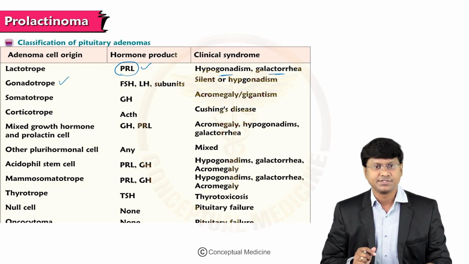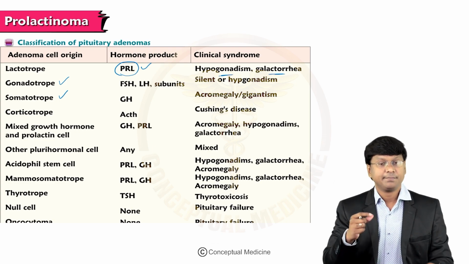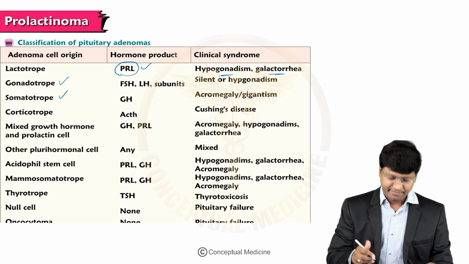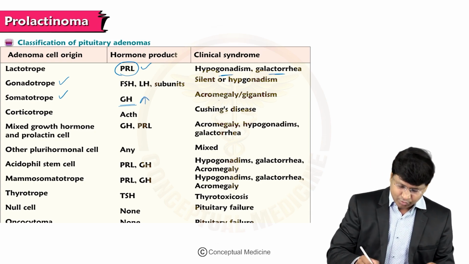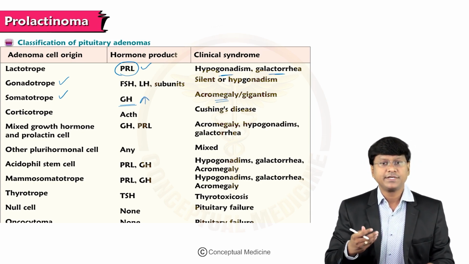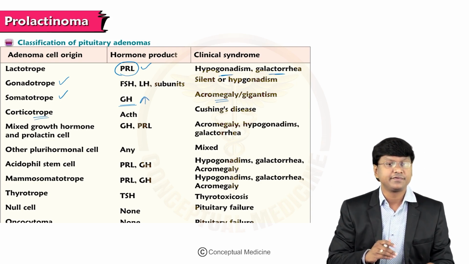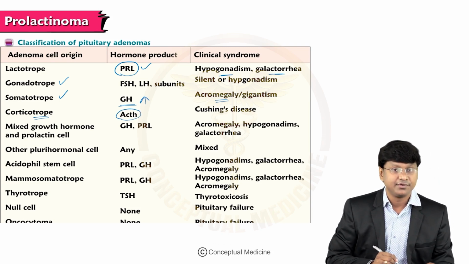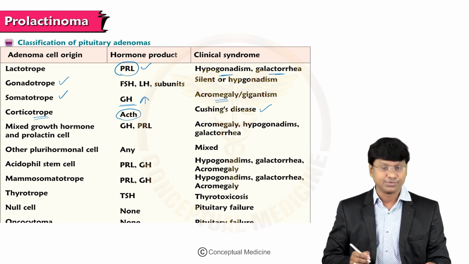will have the manifestations. And if the tumor is originating from somatotroph type of cells of the pituitary gland, that will result in somatotropinoma. This somatotroph type of pituitary adenoma will produce excess amount of growth hormone, and this excess amount of growth hormone will lead to acromegaly or gigantism. And if the tumor is originating from corticotroph type of cells, that will result in corticotroph type of pituitary adenoma, where there is excessive production of ACTH, and that will result in what is called Cushing syndrome.